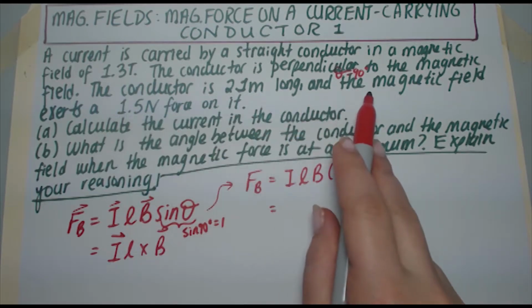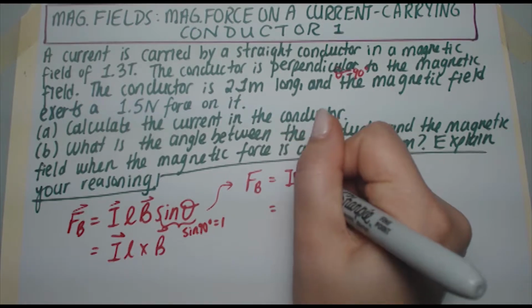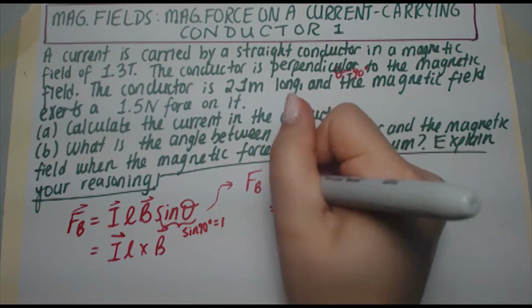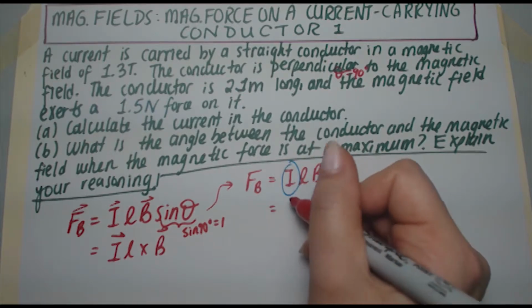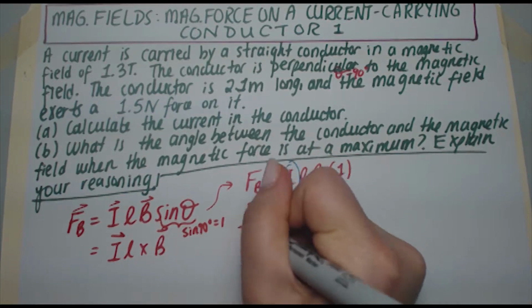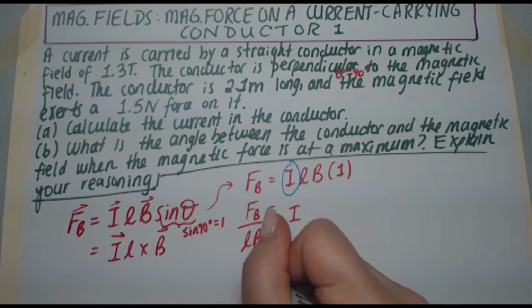Okay, so do we have our current? We have to find the current. To isolate for I, we have to divide left and right side by LB. So FB divided by LB equals I. So plug in your numbers.